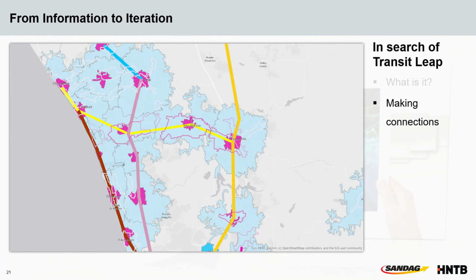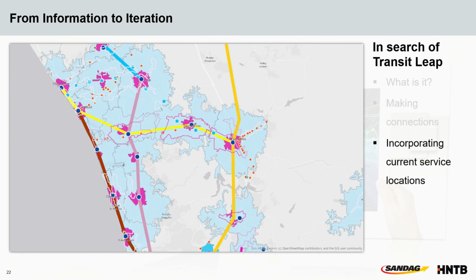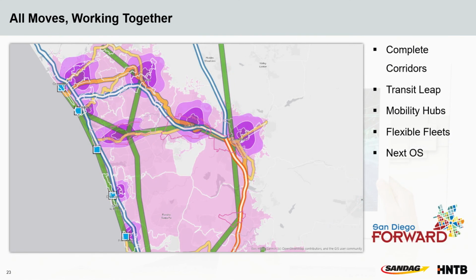versions of transit service. We also needed to incorporate, though, well, what is our existing infrastructure? What are our current transit locations and different forms of even bus stops? Ways we can leverage existing investments in infrastructure that have occurred and supplementing with other future potential locations of hubs, flex fleets, Transit Leap, and so on. Ultimately getting to the point where these all start culminating and working together.